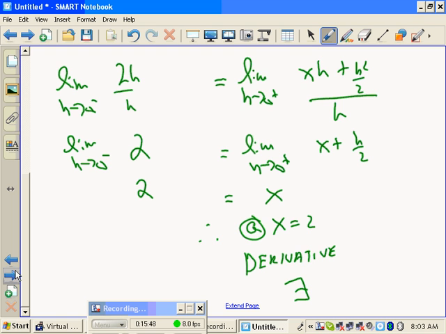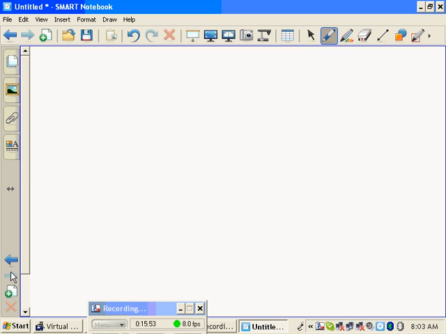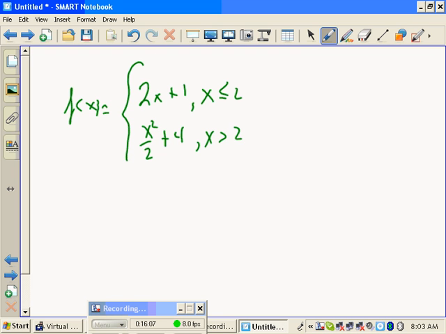And then what about part C? Maybe I'll go over here. Part C. It says let k equal 4. Alright, so now f of x equals 2x plus 1 when x is less than or equal to 2, and it's x squared over 2 plus 4 when x is greater than 2. And it says determine whether f is differentiable at 2. Just for your answer. Is f differentiable at 2 if k is not 3? K is not 3, right? Why is that important?